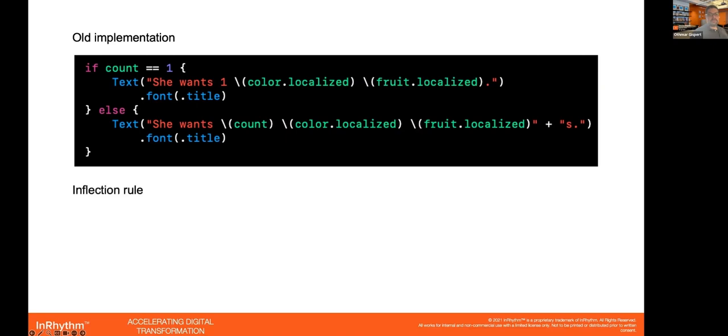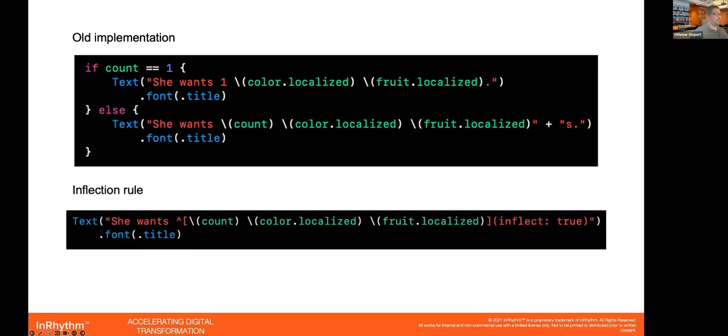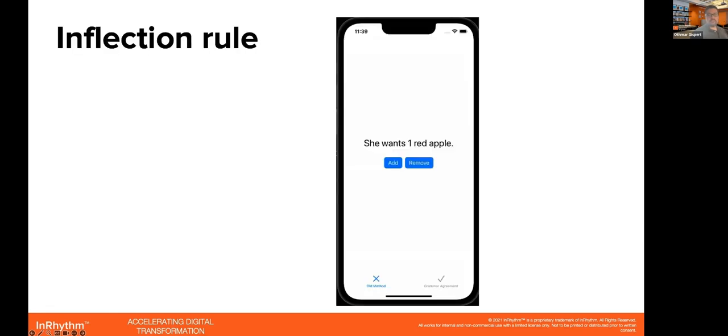Well, with the inflection rule, this is all you have to do. You just pass the variables, and that's it. You don't need to do anything else. Now let's see how this is working. First is going to be the old method, and then the new method. All right, that works, and that works the same in both cases.